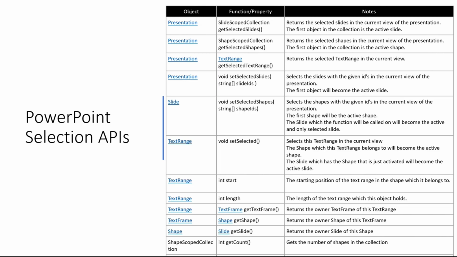On top of this, we wanted to provide some additional information. If you retrieve a text selection from a text range, you can also get its information, like where it starts and how long it goes, as well as the parent information, like the parent text frame, text shape, or the parent slide. And the bottom ones are for the shape and slide scope collection information.